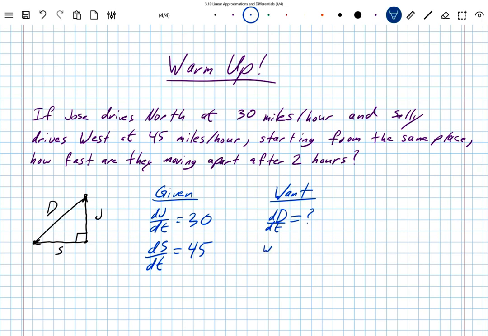You can save yourself a little bit of work later by recognizing that I don't have a good way of plugging hours into this. What I really want to know is at a certain length. So at 2 hours, I can figure out what J is going to be: 2 times 30 is 60. I can figure out what S is going to be: 2 times 45 is equal to 90.